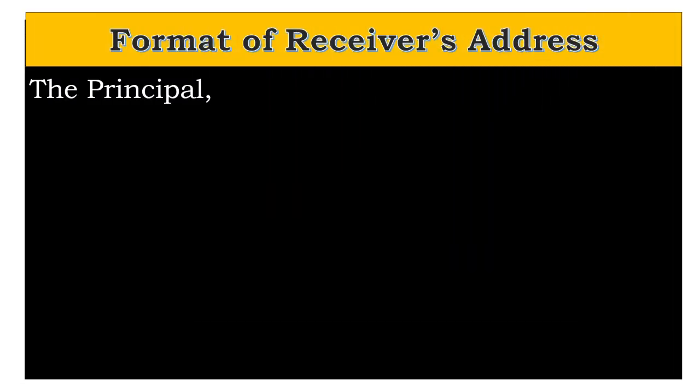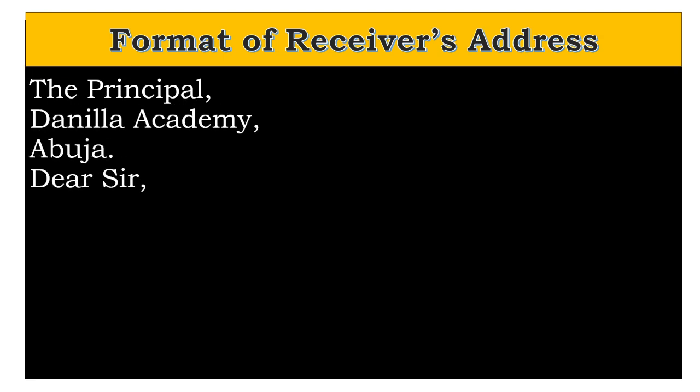Now I want to look at the format of a receiver's address. If you are writing to the principal, the question asks you to write to the principal. Always begin with the definite article, the principal. Then there are many principals in the world. The principal of which school? Danilla Academy. In your own case, you write the name of your school. And where is the location? Abuja. Wherever your location is, put the name there. Then write dear sir, salutation.